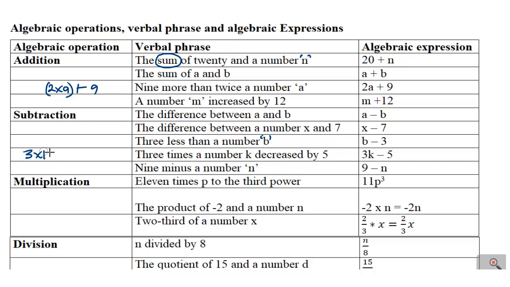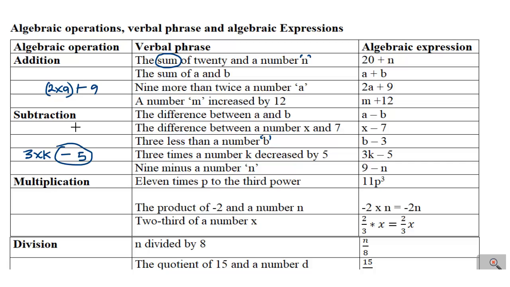Then 3 times a number k decreased by 5. That decrease implies subtraction, so 3 times k will give us 3k, then we have the decrease by 5. Then 9 minus a number n will be 9 minus n.